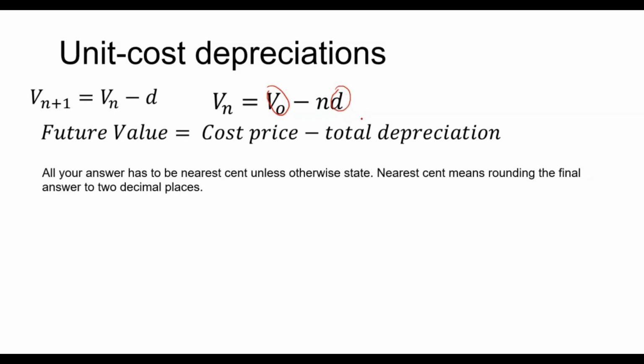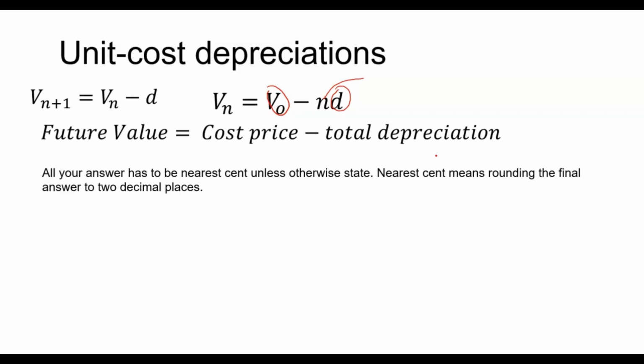It could be how many kilometers a car covers, how much it's depreciating. And this one is the number of kilometers covered, so the number of times it has been used. And the future value is the cost price minus the total depreciation. Also, you are expected to give all your answers to the nearest cent unless stated otherwise. Nearest cent means rounding your final answer to 2 decimal places. So that's what the VCE expects you to know.